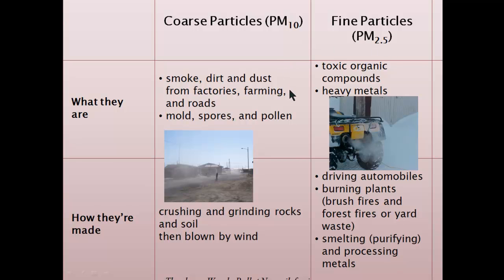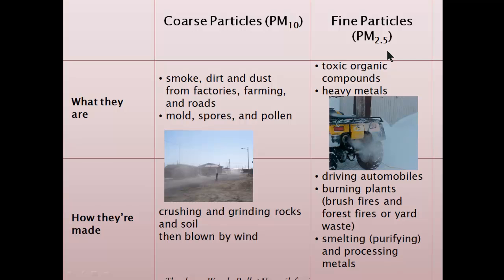So PM10 is produced by smoke, by dust, roads, and this, and I'm sorry it's cut off at the bottom. Thank you, Wanda from Norvik, for providing these images. This is a picture of probably quite a bit of PM10 just at the surface here being blown up. PM10 is oftentimes blown by the wind, and it's generated from crushing, grinding rocks and soil, just like happens when you drive over it with a heavy vehicle.